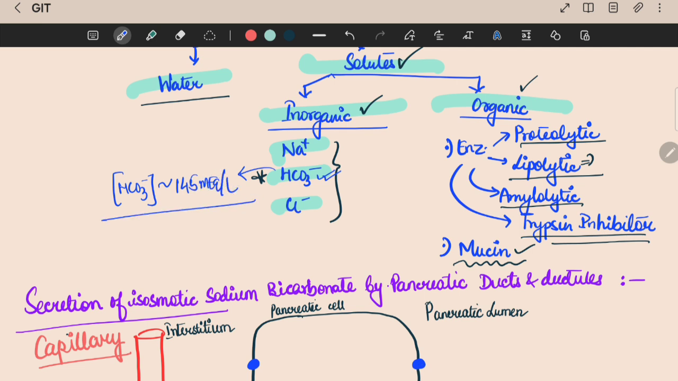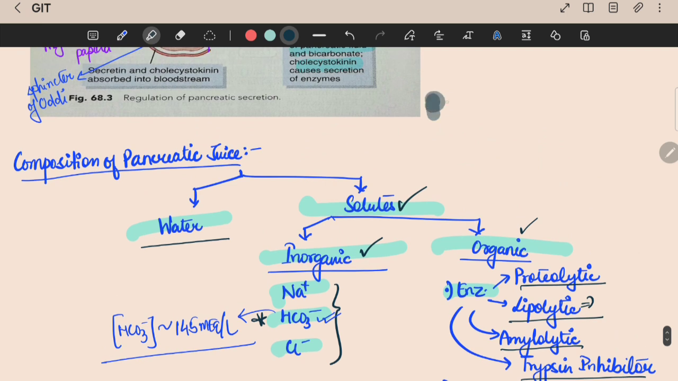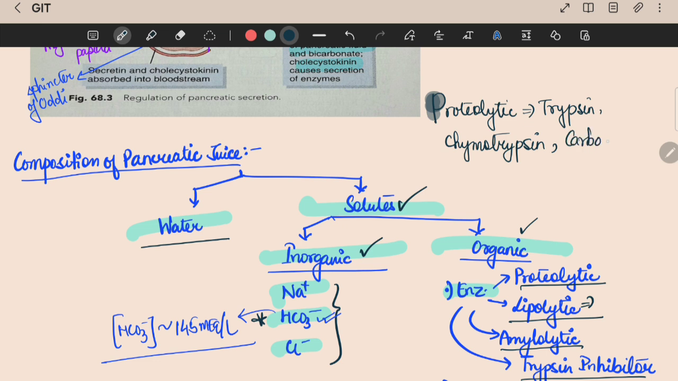And other than that, there are proteolytic enzymes also. On the organic side we have proteolytic enzymes, lipolytic enzymes, amylolytic enzymes and trypsin inhibitors. And mucin is always there. Mucus production happens, and there is a mucin protein present inside it. Now talking about the different proteolytic enzymes. So here the proteolytic enzymes are basically trypsin, chymotrypsin, then we have carboxypolypeptidase or carboxypeptidase.